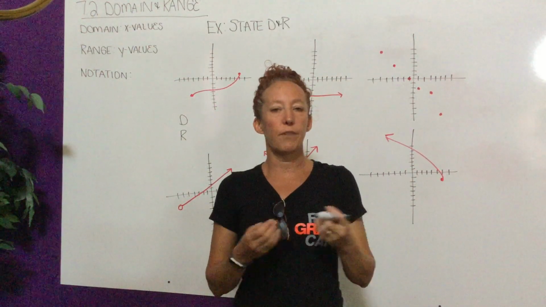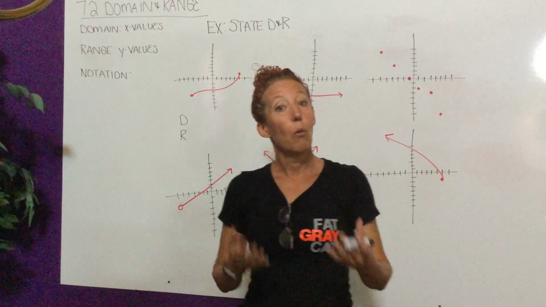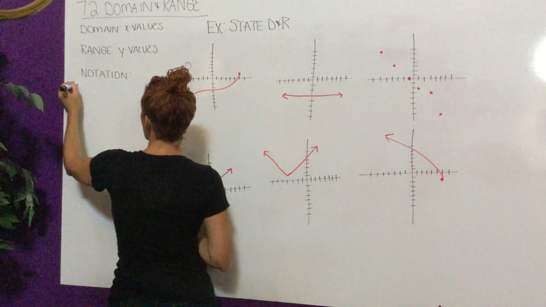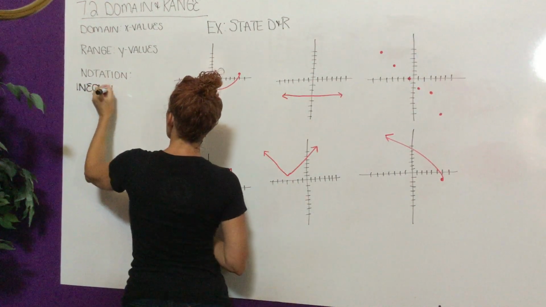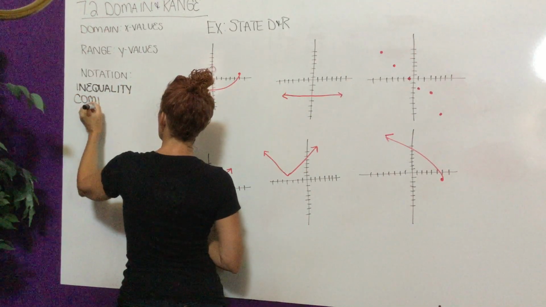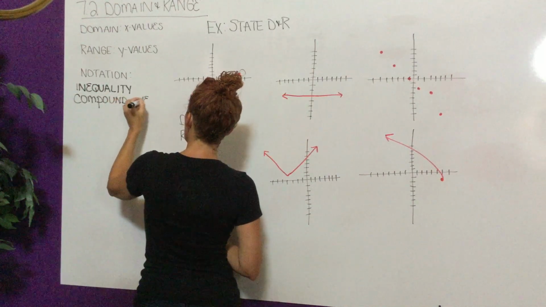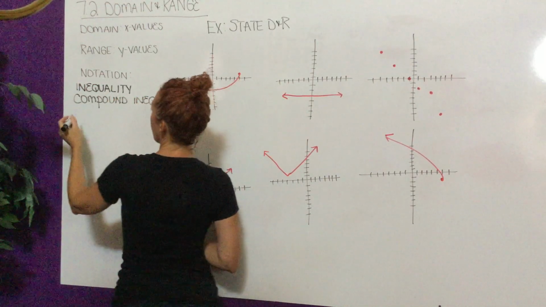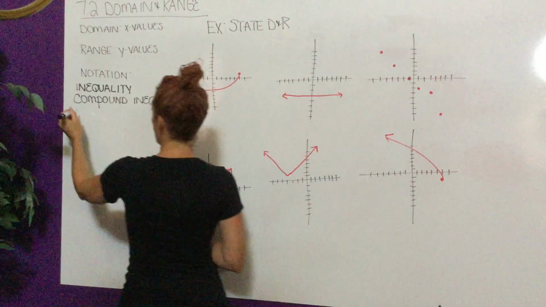There are multiple different ways that we can write domain and range. One of them is by using an inequality or a compound inequality. Another way to write domain and range is using set notation.